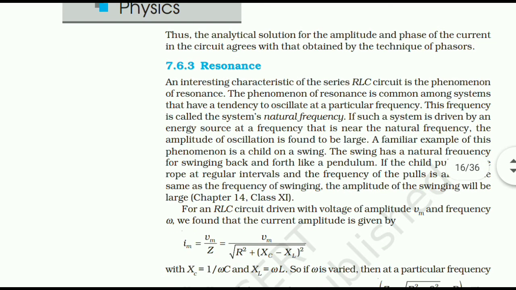7.6.3 Resonance. An interesting characteristic of the series RLC circuit is the phenomenon of resonance. The phenomenon of resonance is common to systems that have a tendency to oscillate at a particular frequency. This frequency is called the system's natural frequency. If a system is driven by an energy source at a frequency that is near the natural frequency, the amplitude of oscillation is found to be large. A familiar example of this phenomenon is a child on a swing. The swing has a natural frequency for swinging back and forth like a pendulum. If the child pulls on the rope at regular intervals and the frequency of the pulses is almost the same as the frequency of swinging, the amplitude of the swinging will be large.